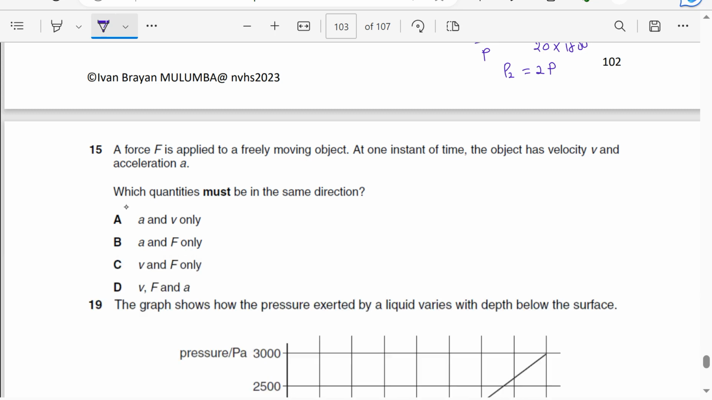A force F is applied to a freely moving object at one instant of time. The object has velocity v and acceleration a. Which quantities must be in the same direction? Of course, F and a must be in the same direction.